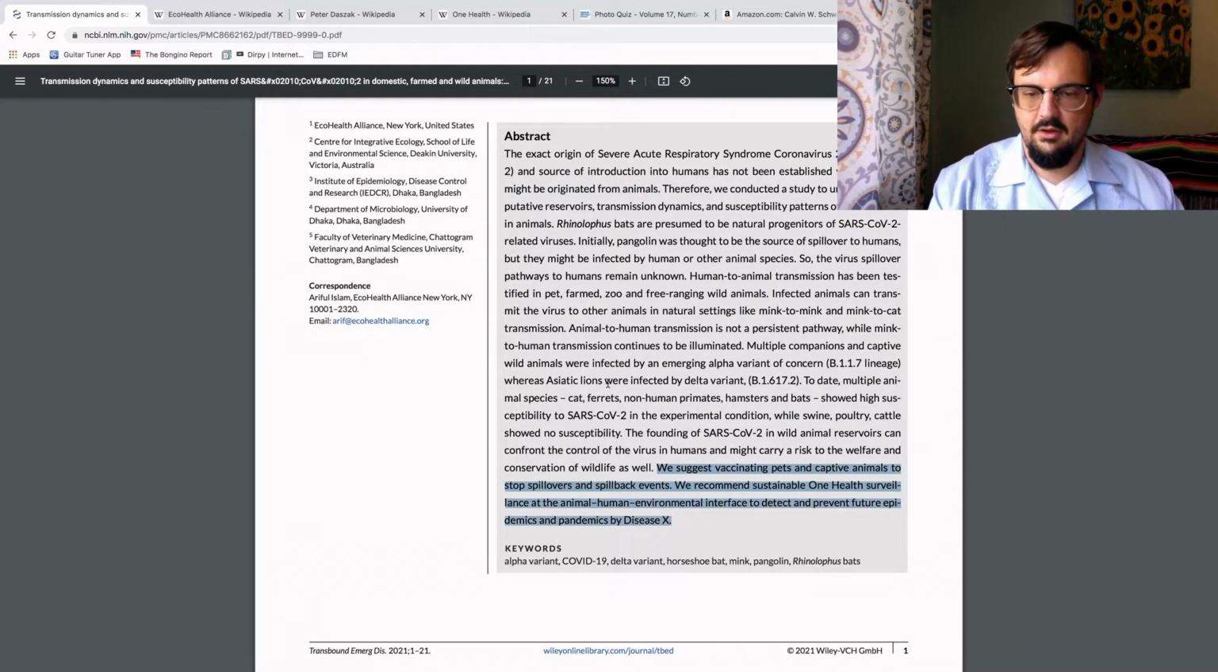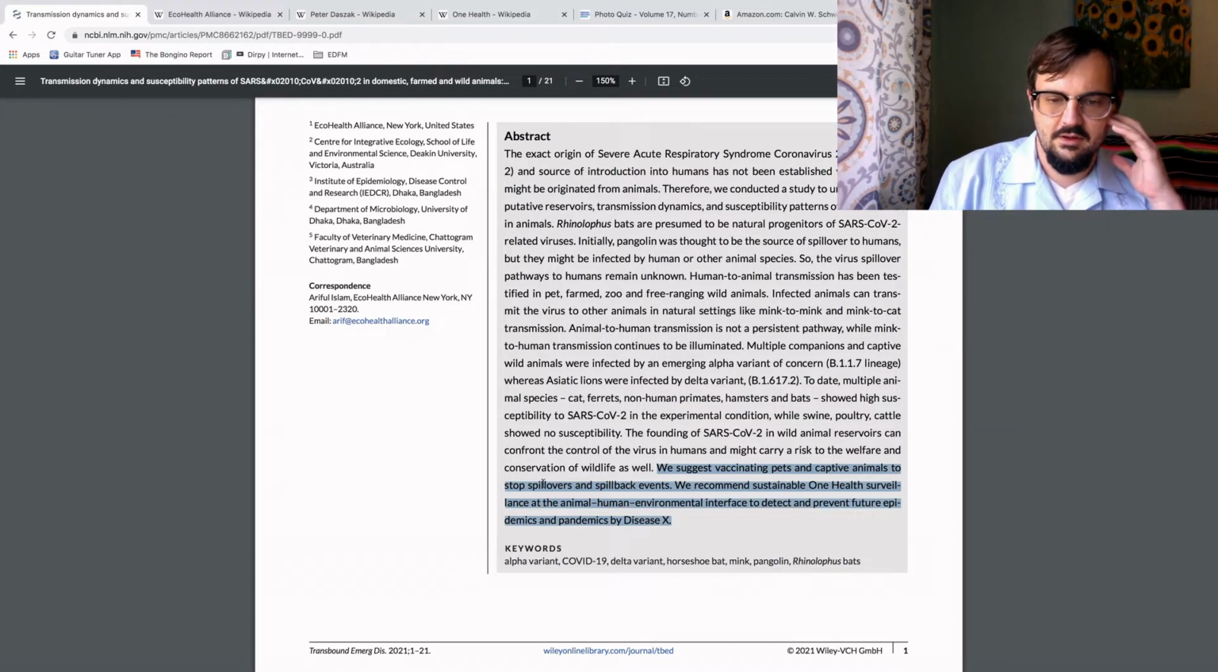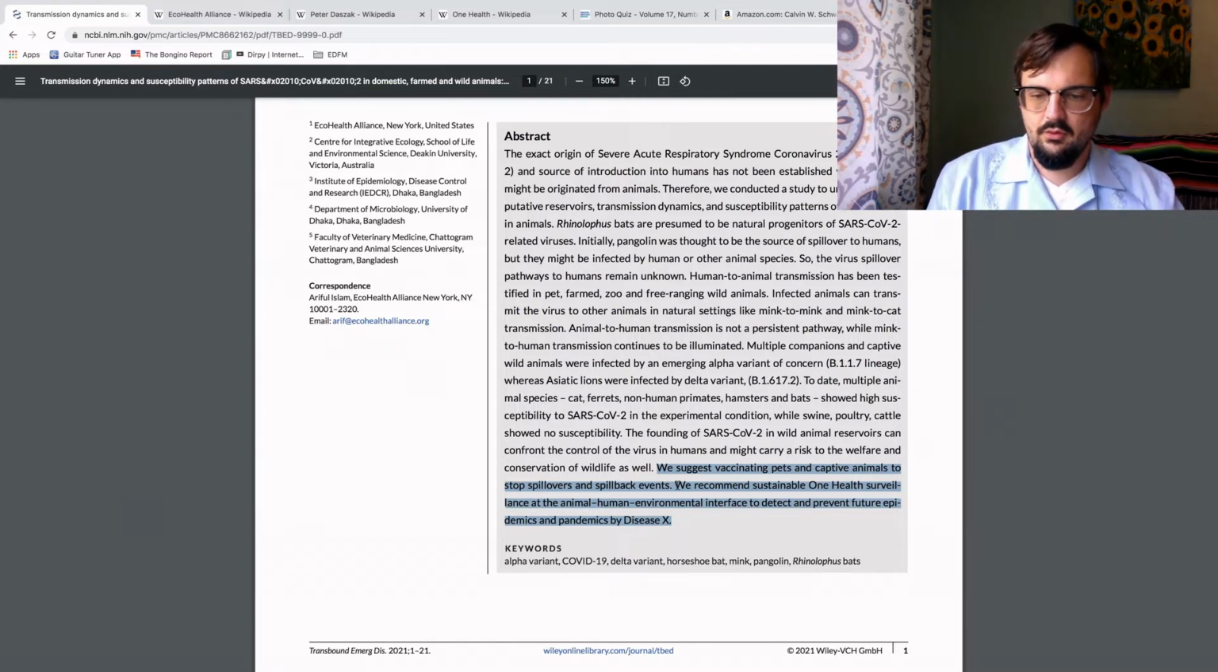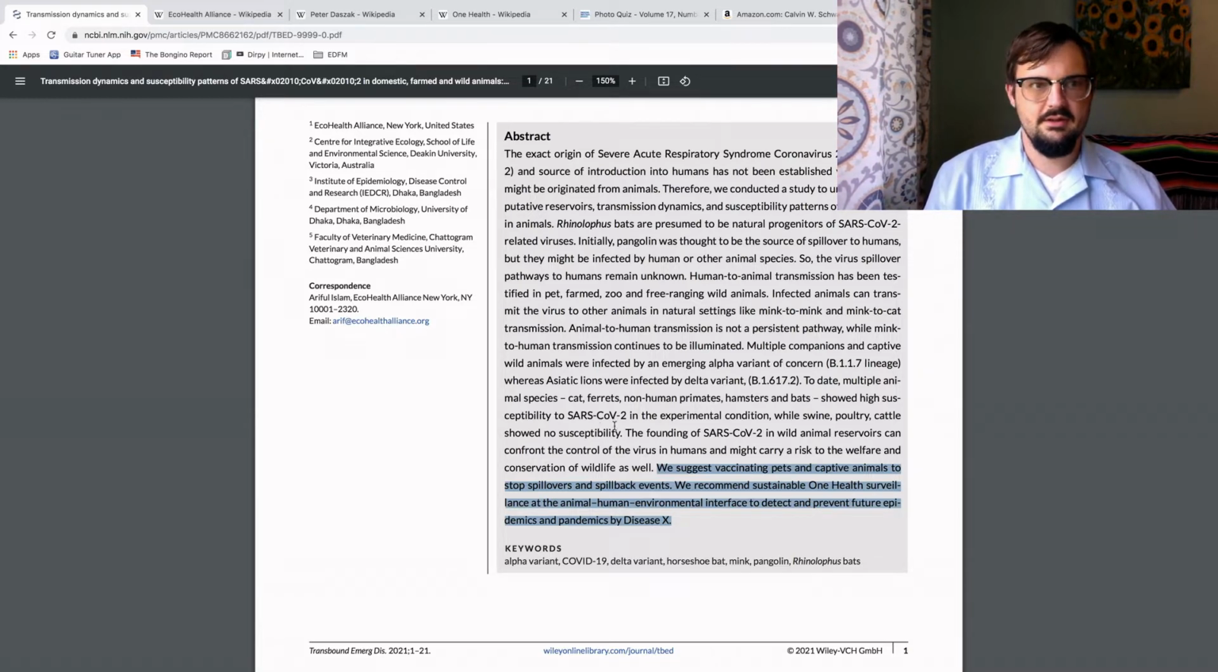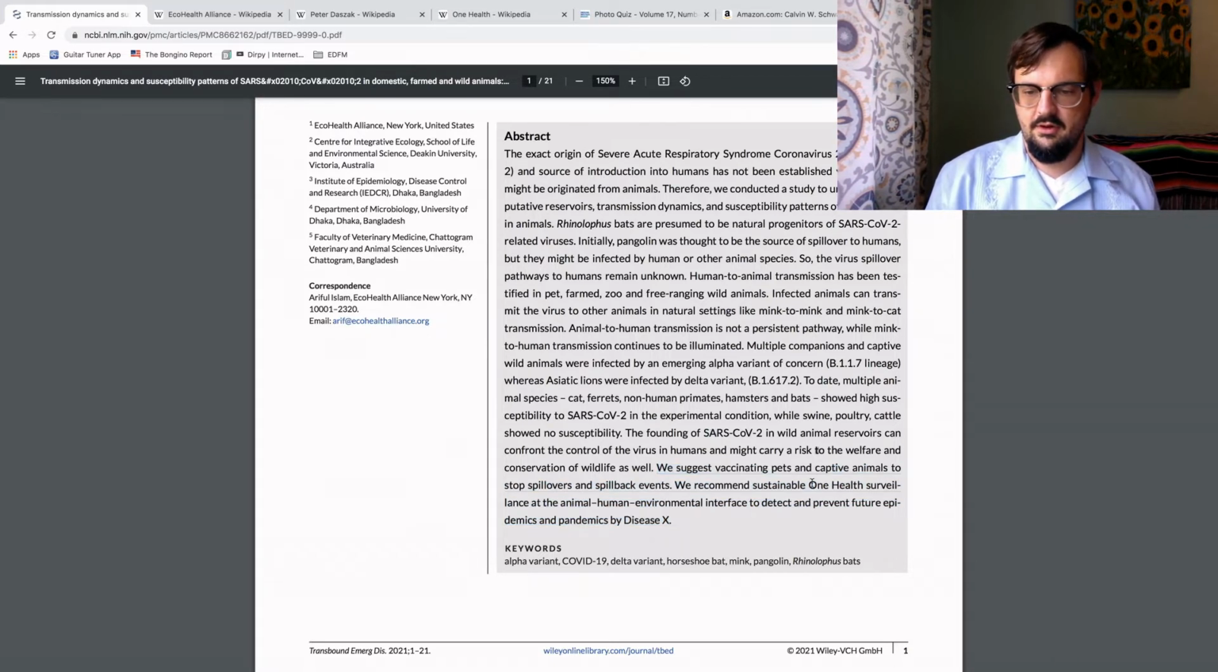We suggest vaccinating pets and captive animals to stop spillovers and spillback events. That means when the transmission occurs between an animal and a human, or vice versa. We recommend sustainable One Health surveillance at the animal-human-environmental interface to detect and prevent future epidemics and pandemics by Disease X. So a lot of buzzwords in there. One Health surveillance, what is it? We're going to be answering that in this video. And then, of course, if you've been following this at all, that's going to throw up a red flag for you. Disease X. What does that term refer to?